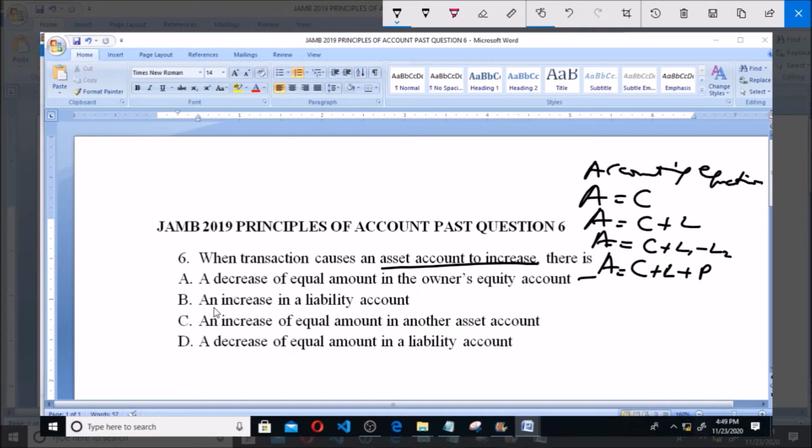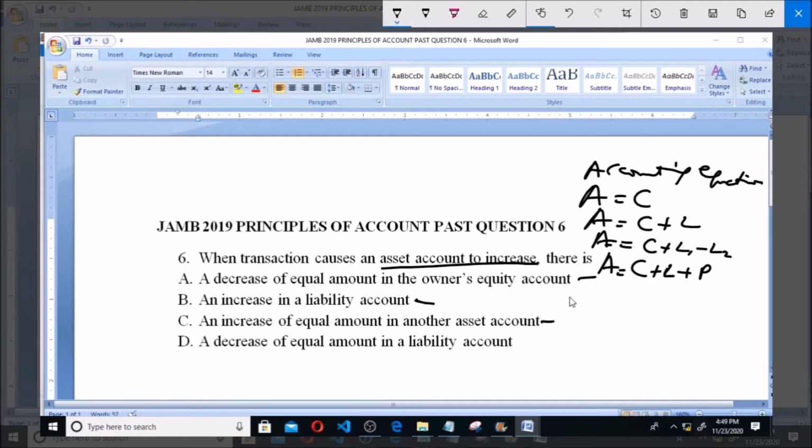Option B, an increase in the liability account. If the liability account is increasing, the asset accounts will be what? Asset accounts will be increasing. Option C, an increase of equal amount in another asset account.